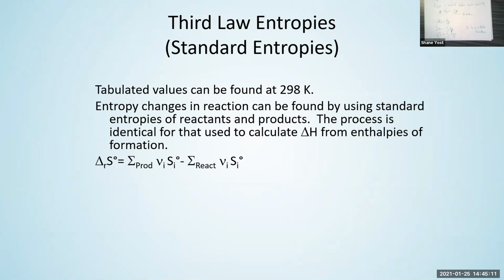So again, this has the same kind of structure as the enthalpy change for a reaction that we talked about last week. The enthalpy change for a reaction was the enthalpy of the products minus that of the reactants, multiplied by their stoichiometric coefficients. Here, the entropy change for a reaction is the standard entropy of the products minus that, sorry, of the reactants, multiplied by their stoichiometric coefficients.